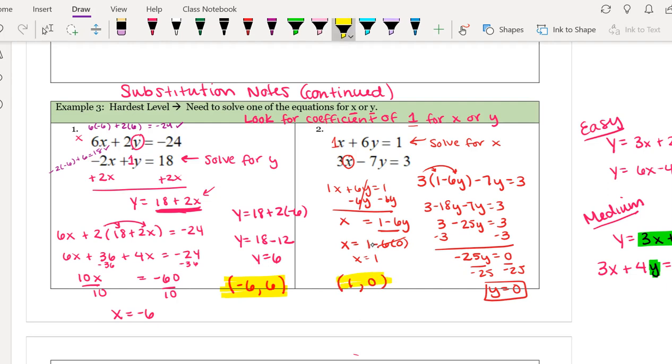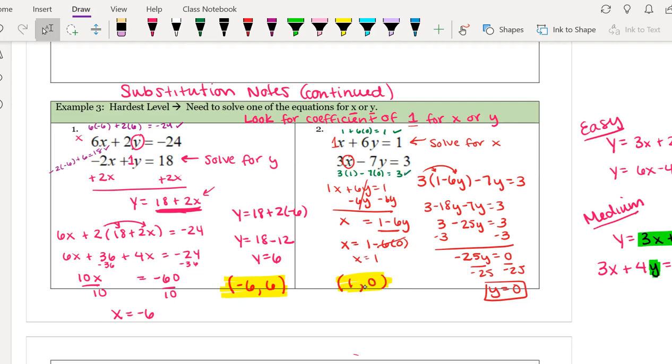Go ahead and plug it in to do your check step. So I'm going to do 1 plus 6 times 0. That's 1 plus 0 is 1. That checks. And then 3 times 1 minus 7 times 0. 3 times 1 is 3. Minus 0 is 3. So that one checks.